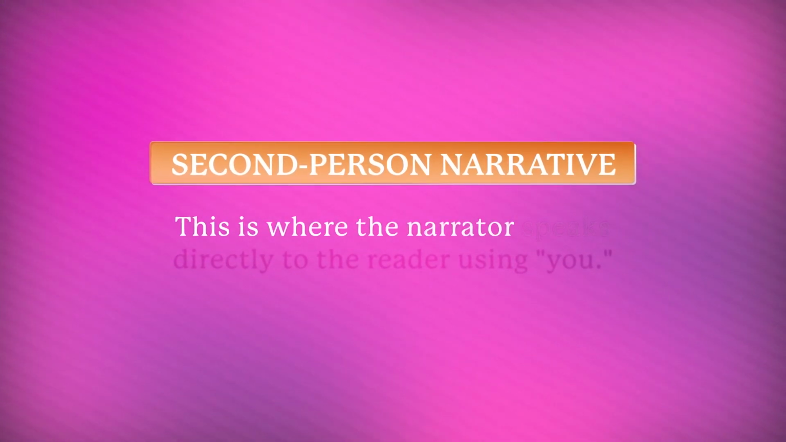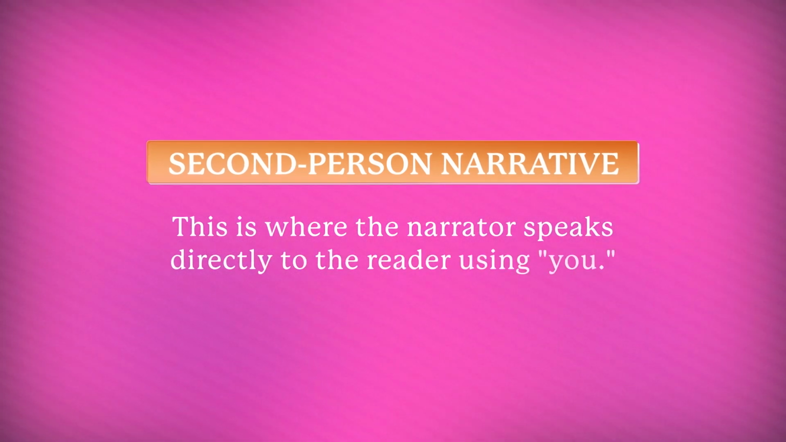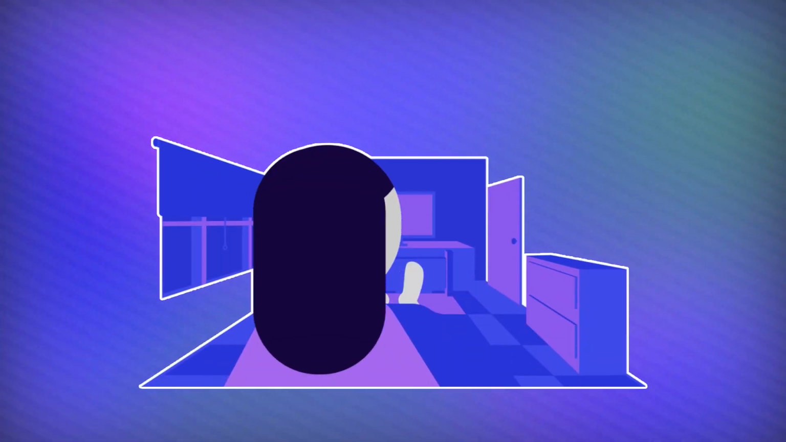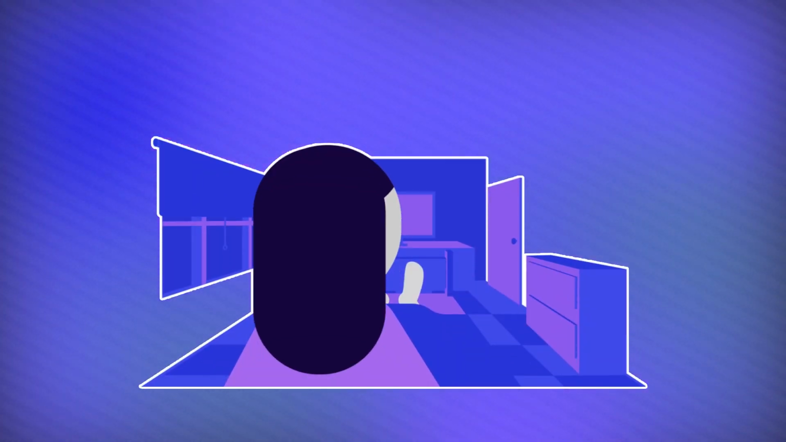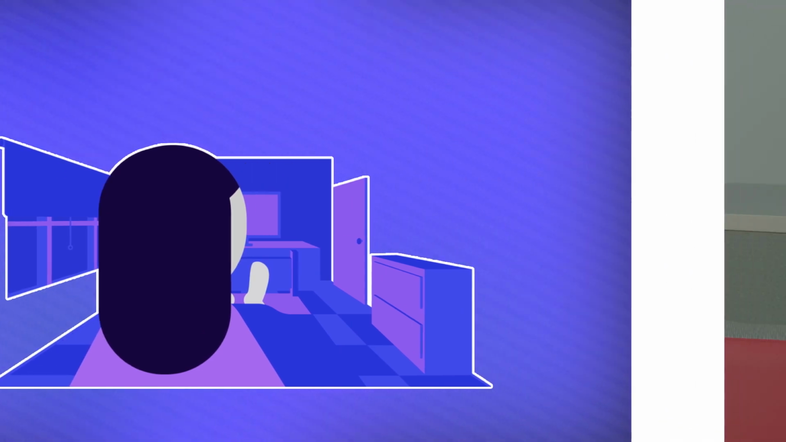Next up, we have second-person narrative. This is where the narrator speaks directly to the reader using you. For example, you wake up in a strange bed. You look around the room and discover that you are all alone. This point of view is less common in literature, but used in instances like a choose-your-own-adventure book.